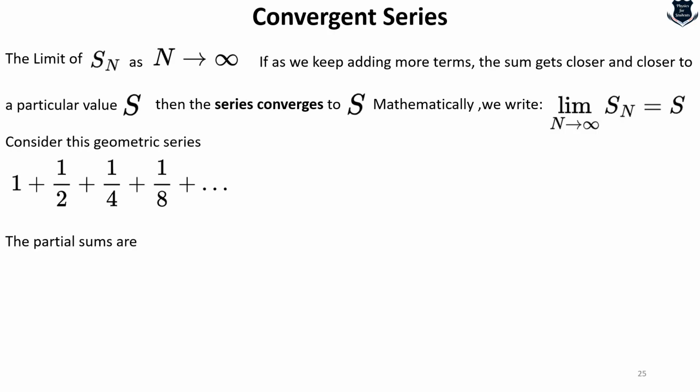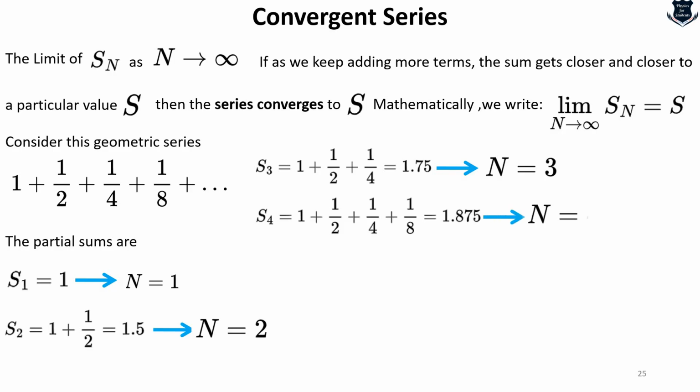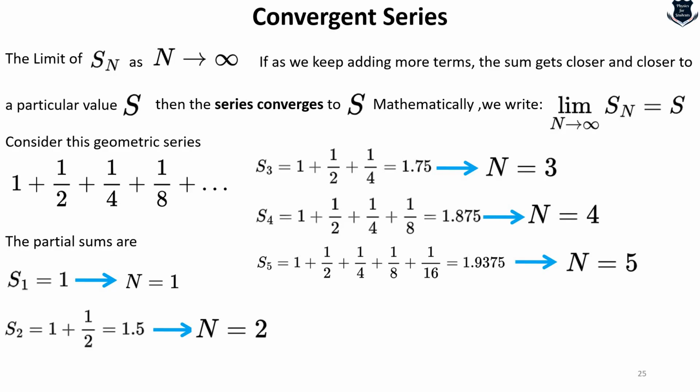Okay, the partial sums are what? Say, for example, s1 equals 1. So n becomes 1. s2 equals 1 plus 1/2. So n becomes 2. S3 becomes 1.75, n becomes 3, and so on. And here you can see it is approaching 1.9375.